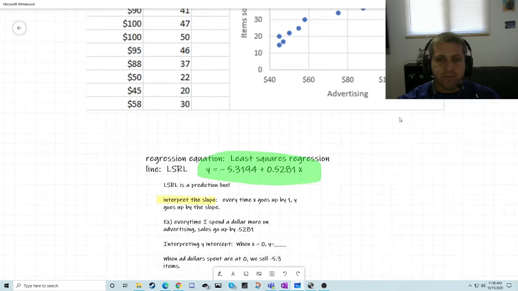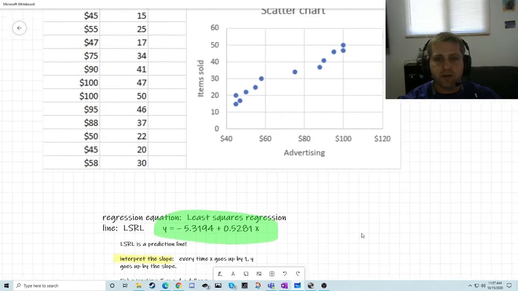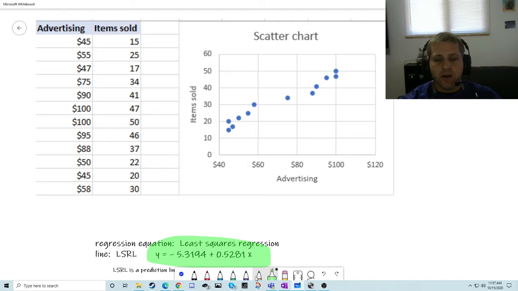So we're going to put it up here. We have 70 ad dollars, 36. Okay, so I'll do it in the green highlighter. At about 70 ad dollars, we get about 36. That green square is a prediction.